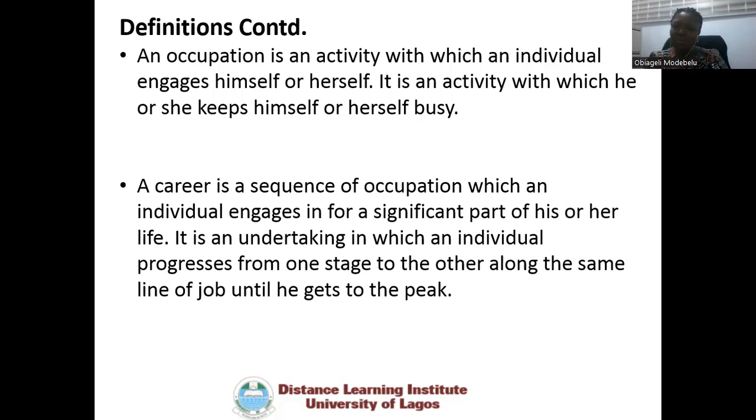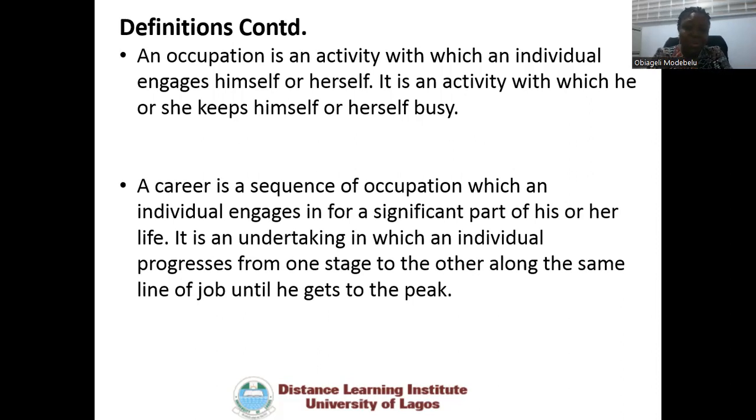A career is a sequence of occupations which an individual engages in for a significant part of his or her life. It is an undertaking in which an individual progresses from one stage to the other until he gets to the peak. Let's give an example with a teacher. A teacher can start off from a primary school. From primary school, he can move up to secondary school. From secondary school, if he has what it takes to get to the higher institution, he becomes a lecturer at the higher institution. He can end up becoming a professor later.